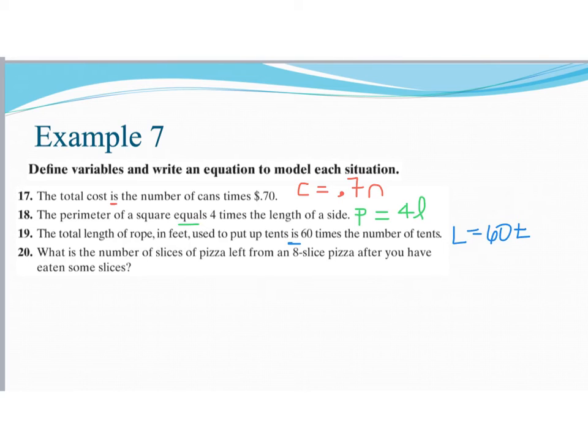And finally, for number 20, it says, what is the number of slices of pizza? So I'm going to put P. I don't usually like to use S because sometimes S's look like 5s. So I'm going to put, what is the number of slices of pizza left from an 8-slice pizza after you have eaten some slices? So I'm starting out with 8 slices, but we're going to eat some of them, which means we're taking them away or subtracting them. I don't know how many we're subtracting, so I'm going to use the variable N.